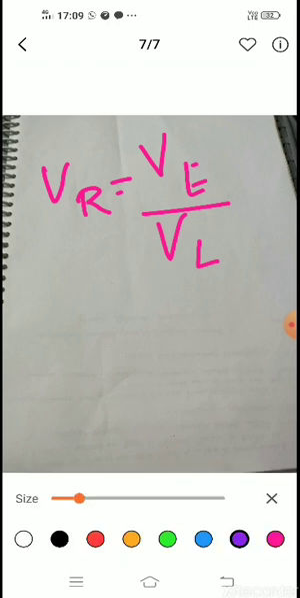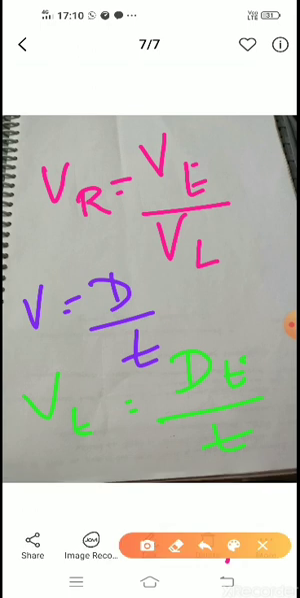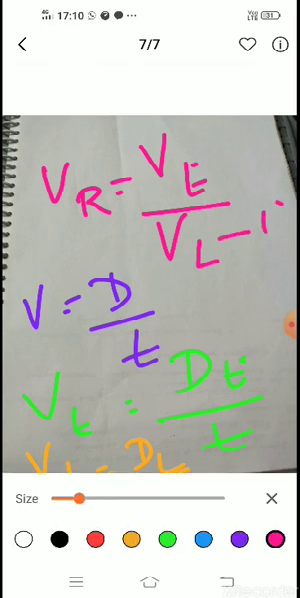Velocity ratio, VR, is nothing but velocity of your effort divided by velocity of your load. Now what is your velocity formula? It is the distance traveled by time taken. Now velocity of my effort is distance traveled by my effort by time. Next one, velocity of your load is distance traveled by the load divided by time. So now you apply this in your first equation. So which is our first equation? This is our first equation.